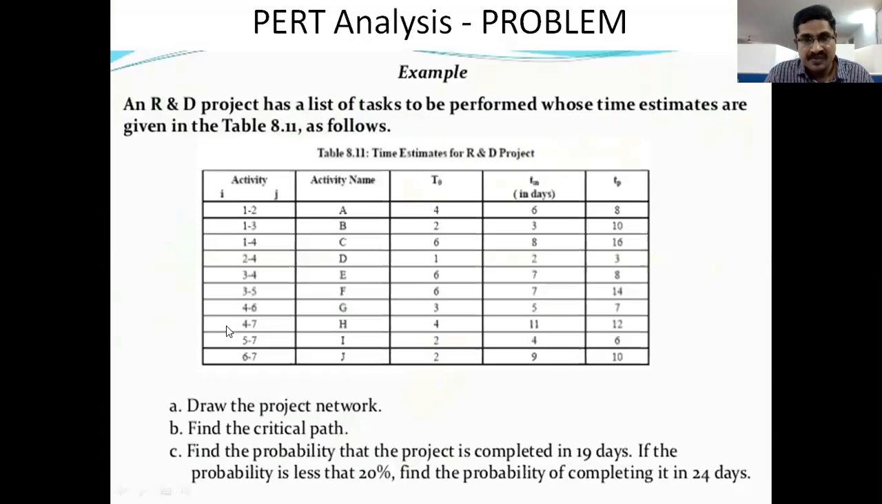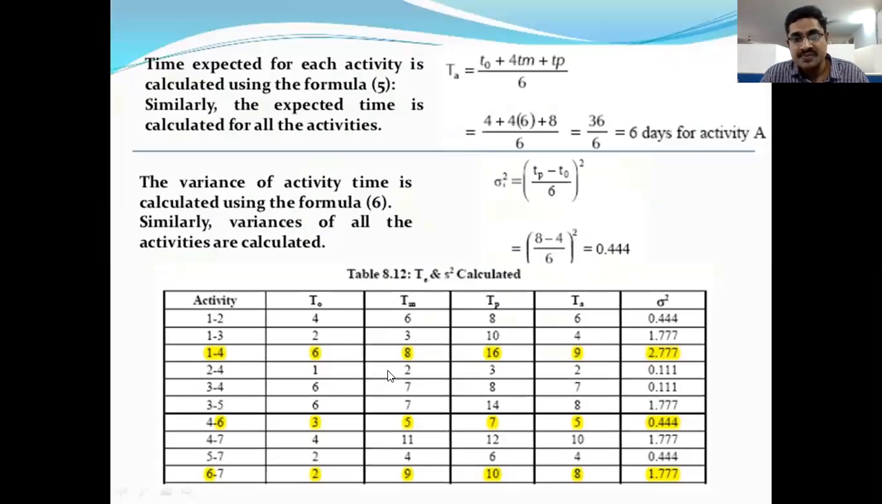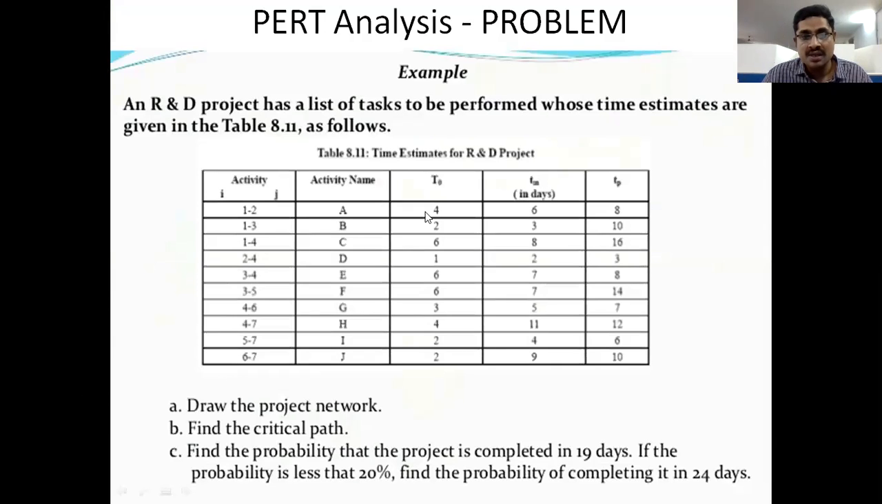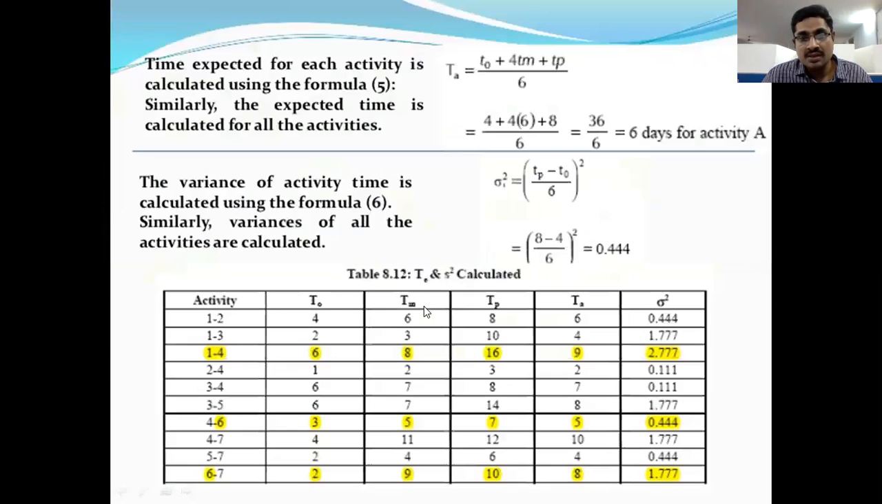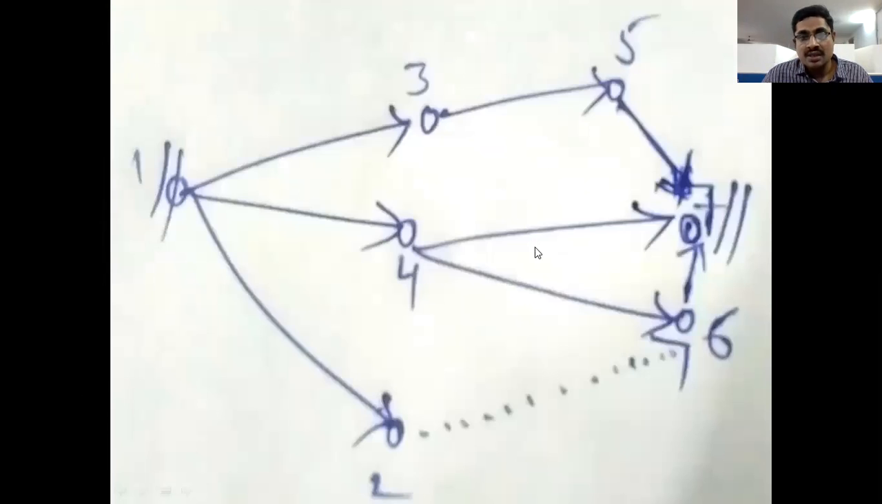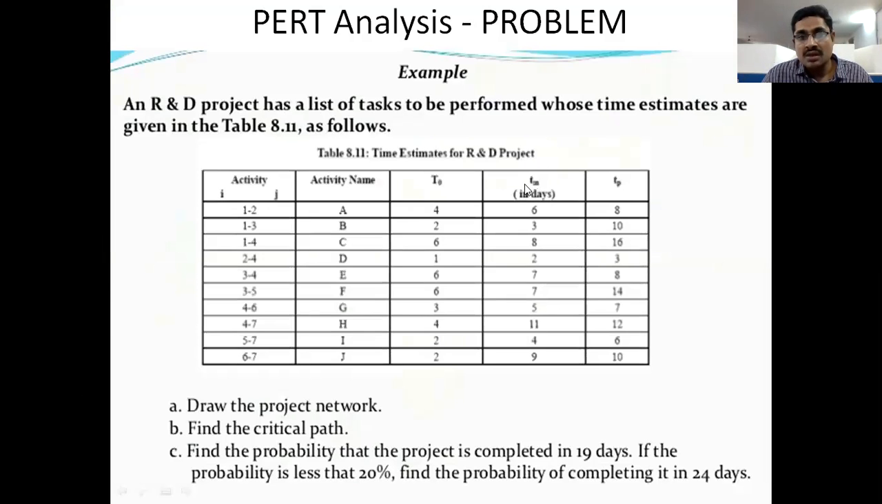So look here, the same problem appears in this slide. Here 1 to 2, 1 to 3, these are the activities. The optimistic times are 4, 1, 6, 6, 6 like this. Next, the normal times are 6, 3, 8, 2, 7, 7.